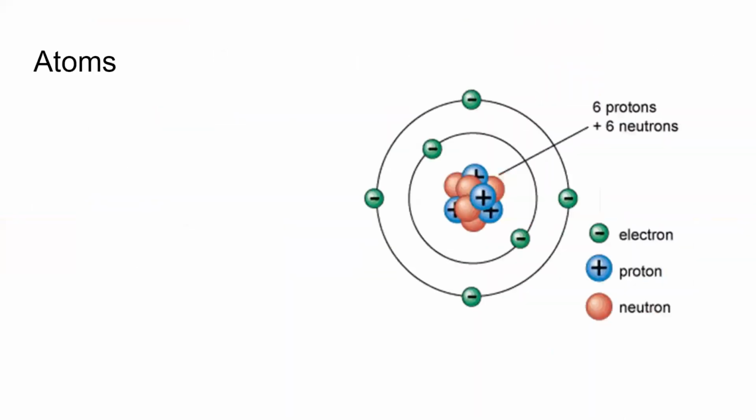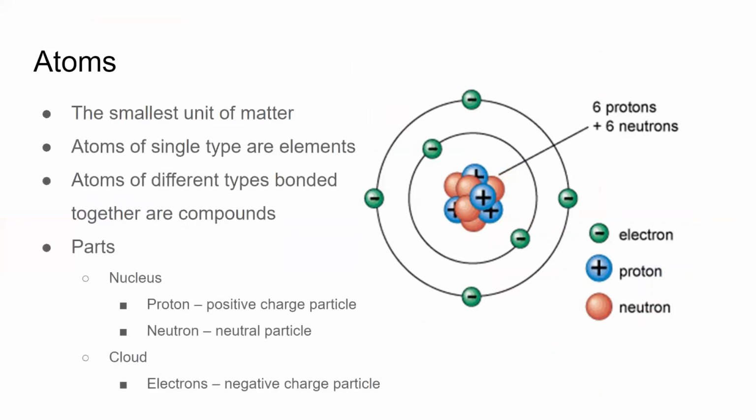So next we're going to go into a little bit of chemistry. The first overall thing of chemistry, or the very broadest sense, is atoms. Those are the things that make up matter, and they're also the smallest unit of matter. Atoms of a single type are referred to as elements. And then these atoms can combine and bond together to form compounds or molecules.